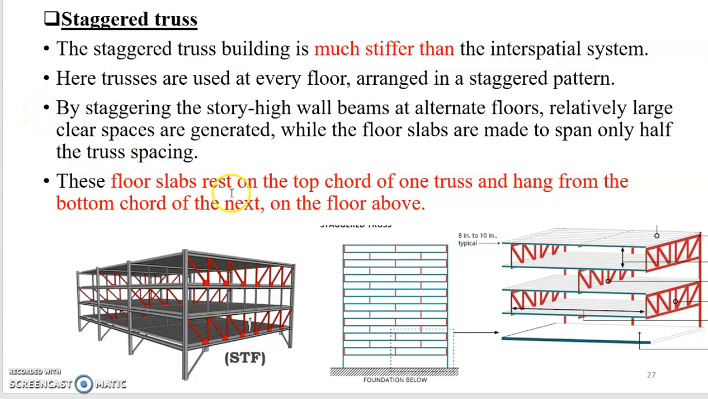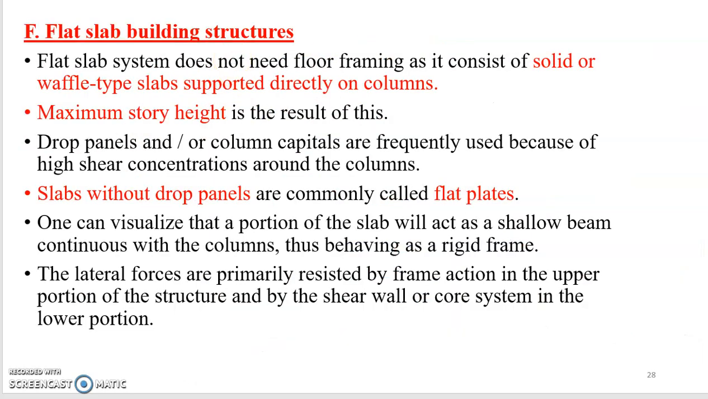And the floor slabs rest on the top chord of one truss, as we can see here, and hang from the bottom chord of the next on the floor above. So this is much stiffer and much more preferred than the interspatial system. Next comes the flat slab building structures.